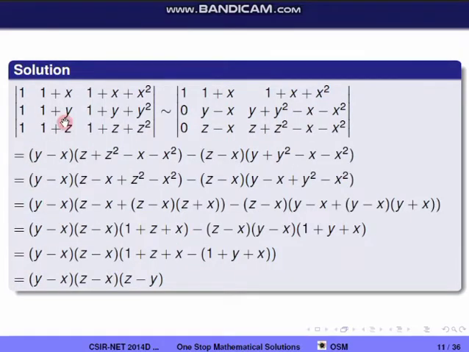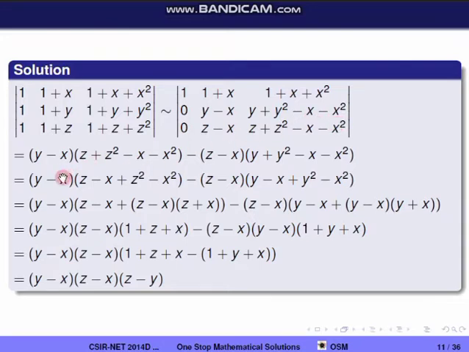First of all, I am changing this element as 0 and this element as 0, so that it is easier to find the determinant. For that I am changing R2 to R2 minus R1 and R3 to R3 minus R1. When we do that, this matrix is similar to this matrix, so the determinant of this matrix is equal to the determinant of this matrix. So when we find the determinant, it is equal to 1 into y minus x into z plus z square minus x square minus z minus x into y plus y square minus x square.